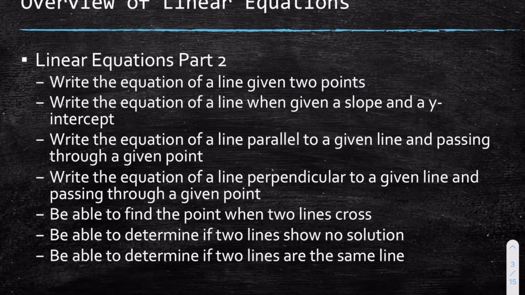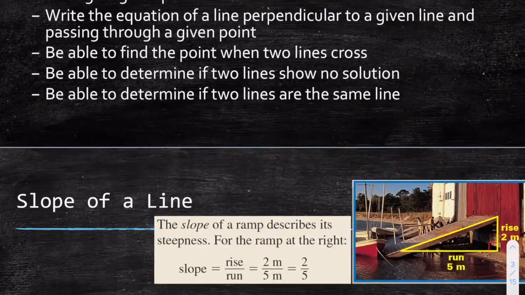In linear equations part 2, we're going to be talking about writing the equation of a line when given 2 points. Write the equation of a line when given a slope and a y-intercept. Write the equation of a line parallel to a given line and passing through a given point. Write the equation of a line perpendicular to a given line and passing through a given point. Be able to find the point where two lines cross. Be able to determine if two lines show no solution. Be able to determine if two lines are the same line.